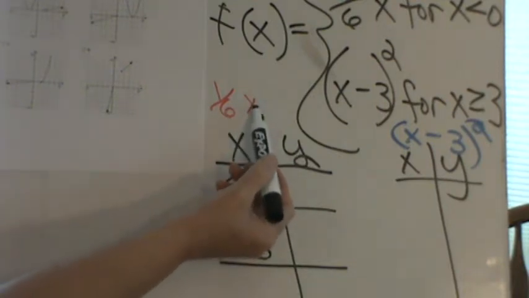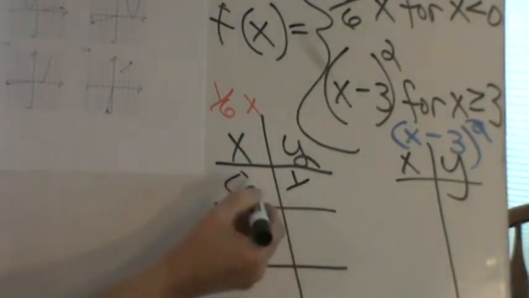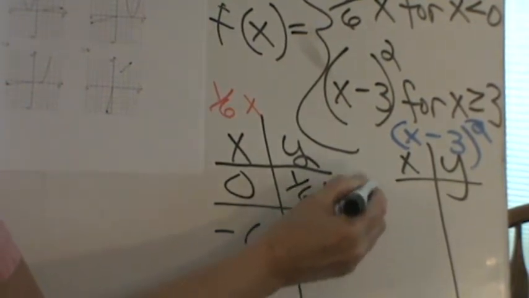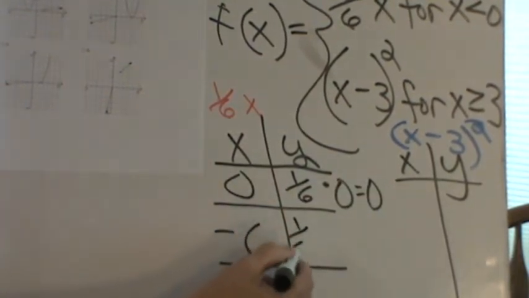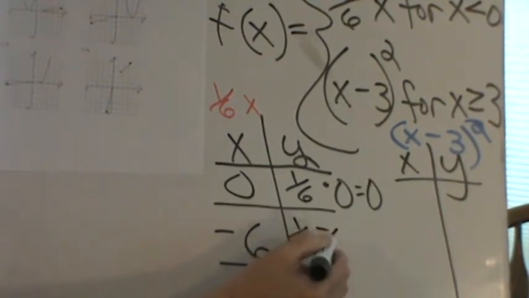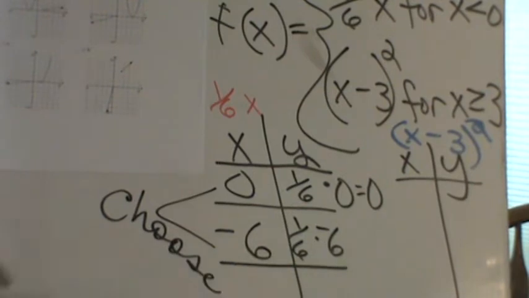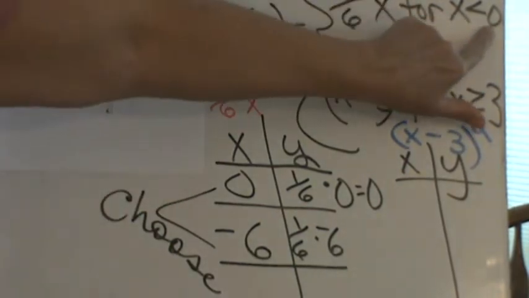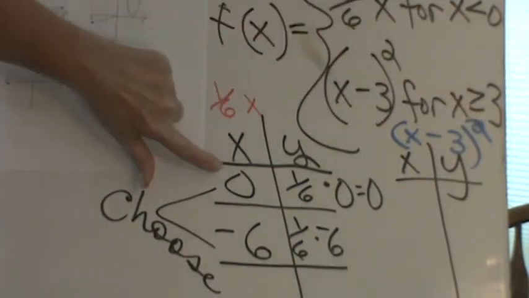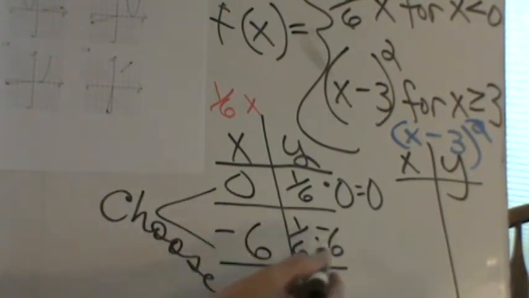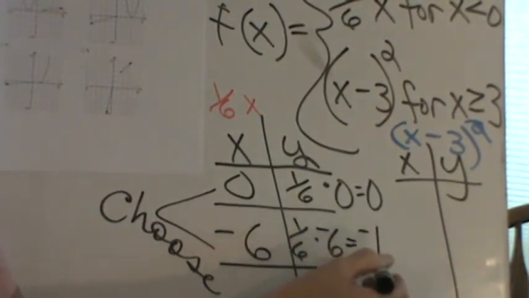What's 1/6 times x? In this case, it's 0. 1/6 times 0 is 0. What's 1/6 times the -6 that I chose? You choose these, but you always use the first number that they've set up. Use 0, and then pick this one. 1/6 times -6 is -1.